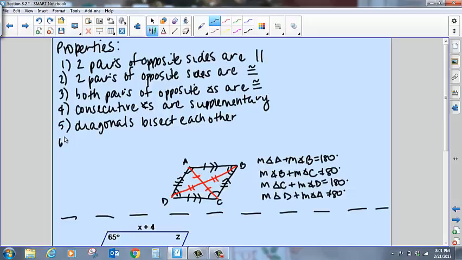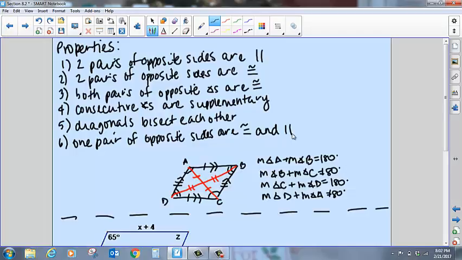And then finally, the last property that you would need to say that something was a parallelogram is that one pair of opposite sides are both congruent and parallel. And we'll talk a little bit more about that when we start classifying different types of quadrilaterals.